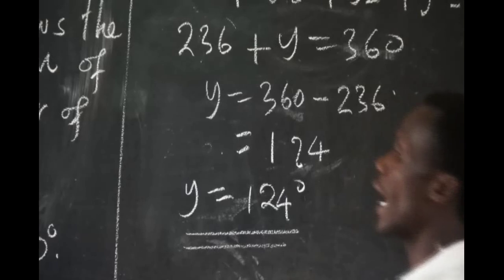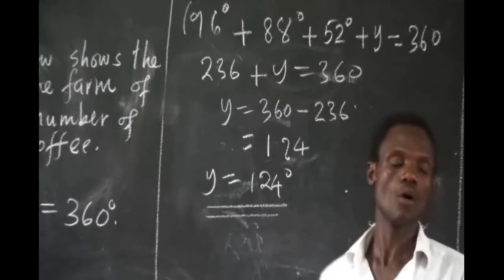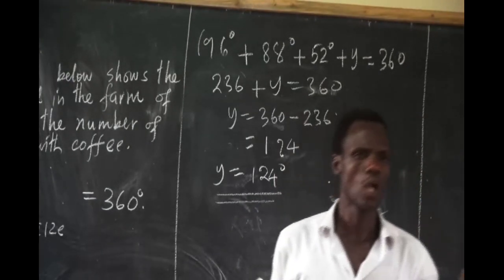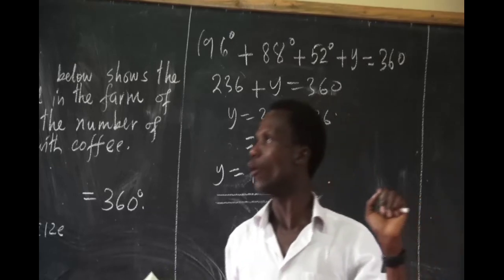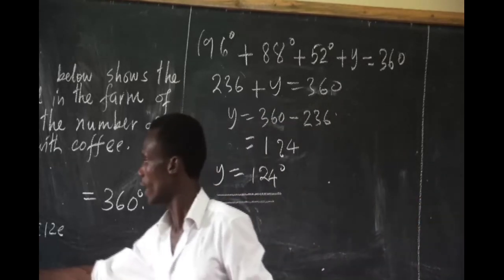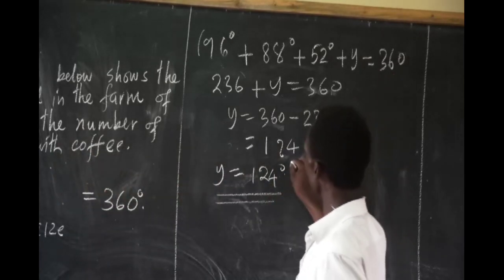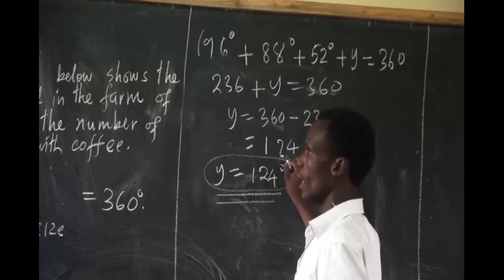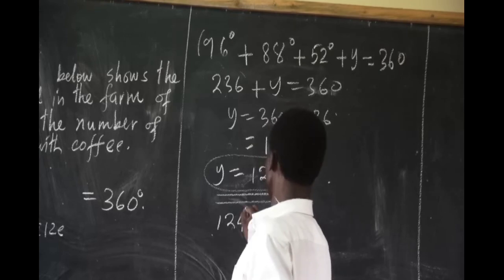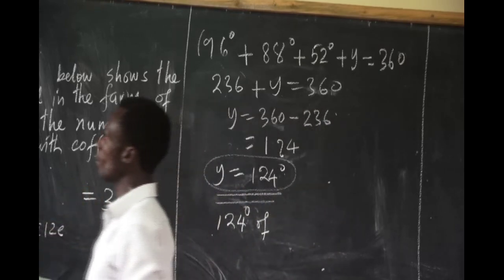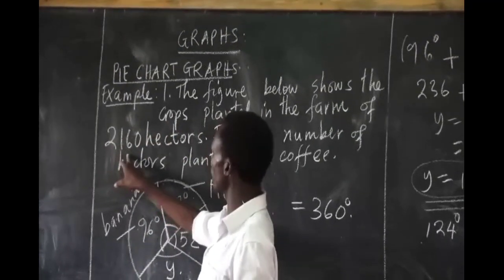So this is the number of degrees that represents the number of hectares of the coffee. And therefore, we need to know the number of hectares that were planted with coffee. Now, this is the portion for coffee. This is part of 360. That is to say 124 out of 360, of the whole hectares. We've been given that the total hectares of the farm is 2,160.